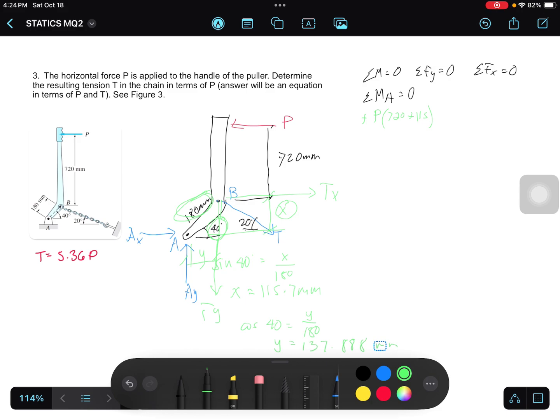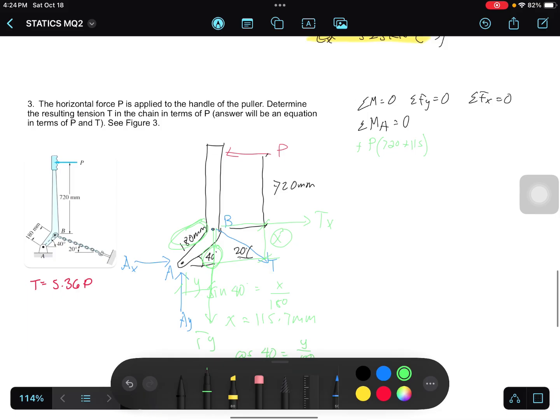So, component na siya, no? So, TX muna. TX muna ang gamitin natin. TX, ano ang kanyang direction ng rotation? Ito ang point A. So, ganyan, clockwise siya. Negative TX times, ano moment arm? It is X. That is 115.7 mm.